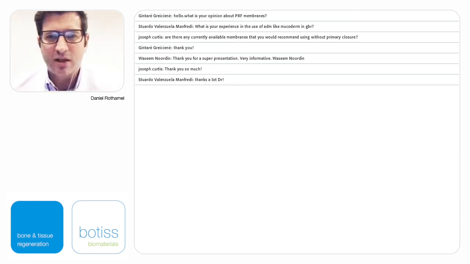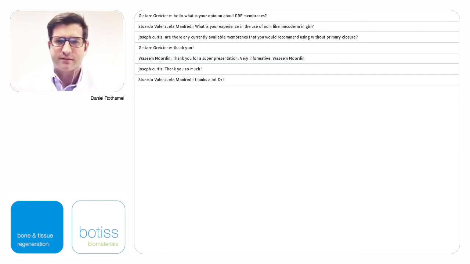So what is your experience in the use of acellular dermal matrix? This is the abbreviation ADM, like mucoderm in GBR. So I don't use mucoderm as a barrier in GBR procedures. I think that we should do one step after the other. So the idea to use mucoderm at the same time when we are rebuilding the bone might be the idea to thicken up the soft tissue at the same time when we are building the bone up. Nevertheless, this is increasing the volume a lot.